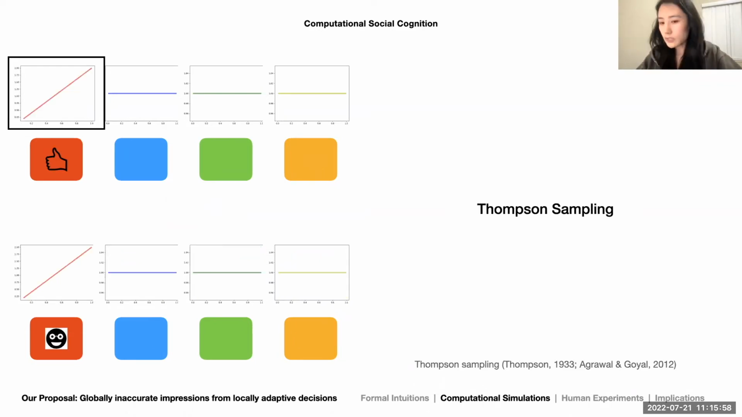There are many ways to solve this problem, but we actually used one solution. If you think back to what we did, if red helped me more, then I am more likely to select red again, but not always. Sometimes we're going to explore some new groups. That is actually one solution to this multi-armed bandit problem. It is called Thompson sampling.